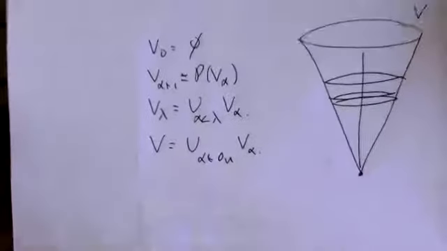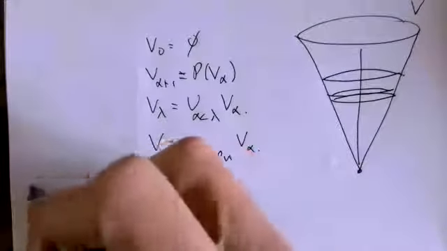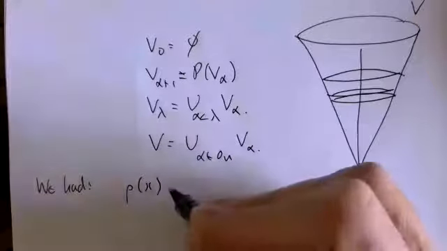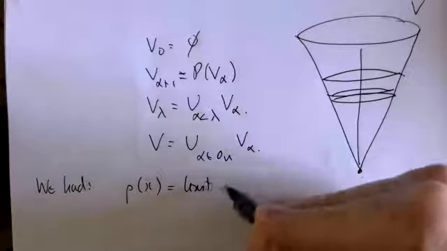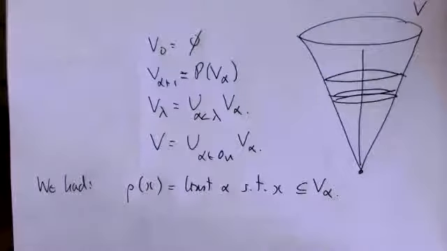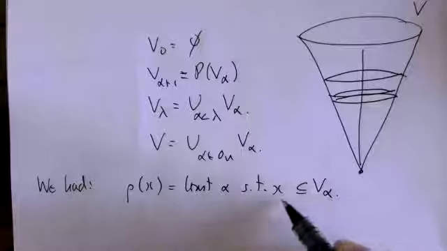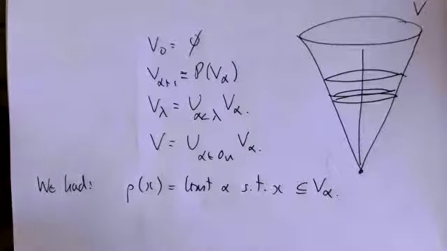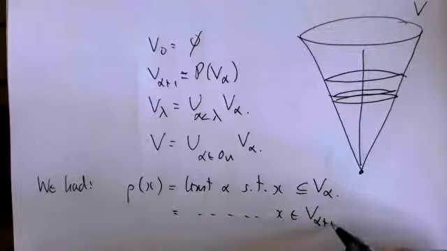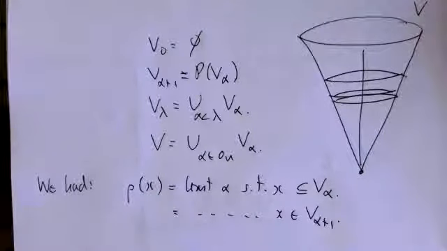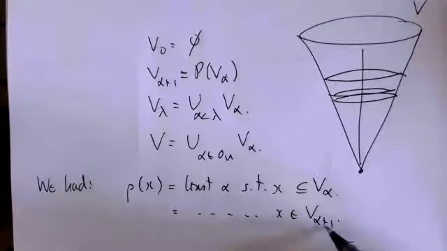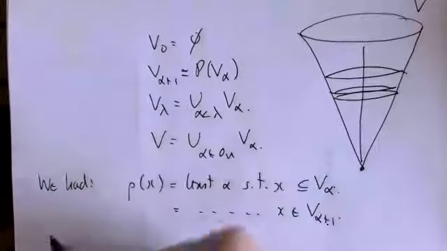But let's just say a little bit more about ranks again. We defined the rank of a set X. This was the least alpha such that X is a subset of V alpha. So all of its elements occur before the alpha stage here. And this is also the least alpha such that X is a member of V alpha plus one. Because that's all V alpha plus one is, it's the power set of V alpha.